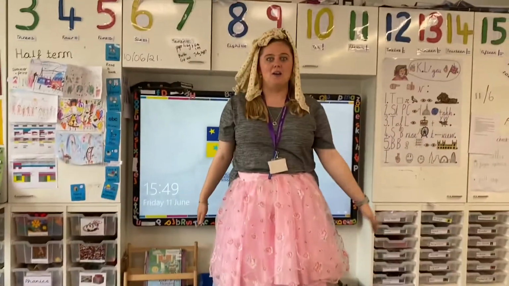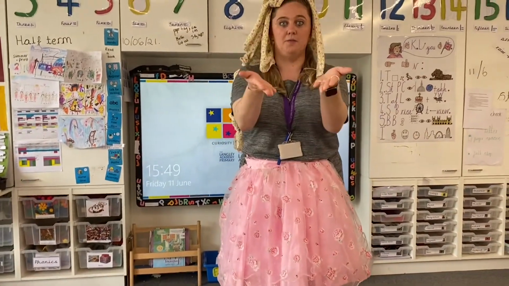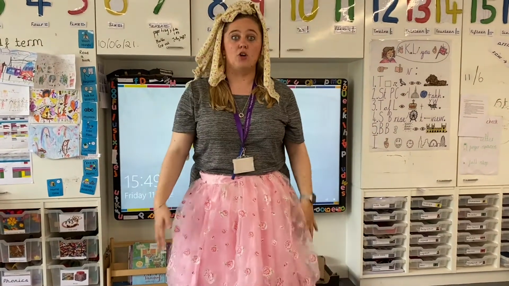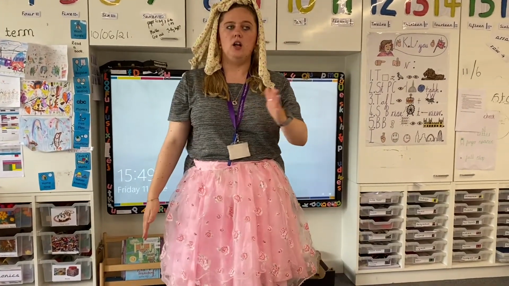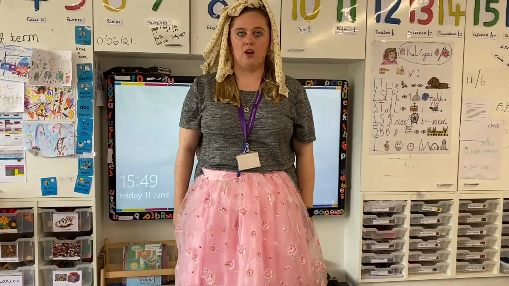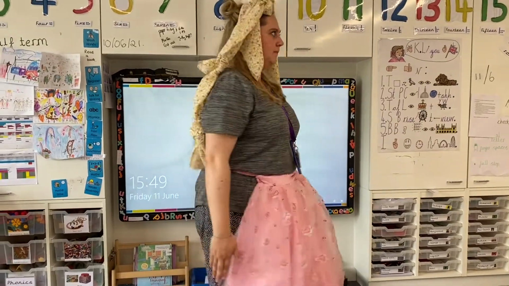Okay, the last one is a quarter turn. Okay, and for a quarter turn, we turn a quarter of the way around the circle. So watch. So we finish only facing a quarter of the way. That's the smallest turn we do, okay?